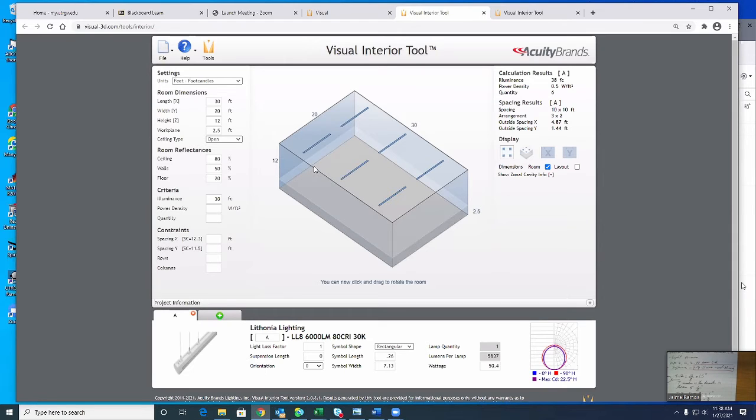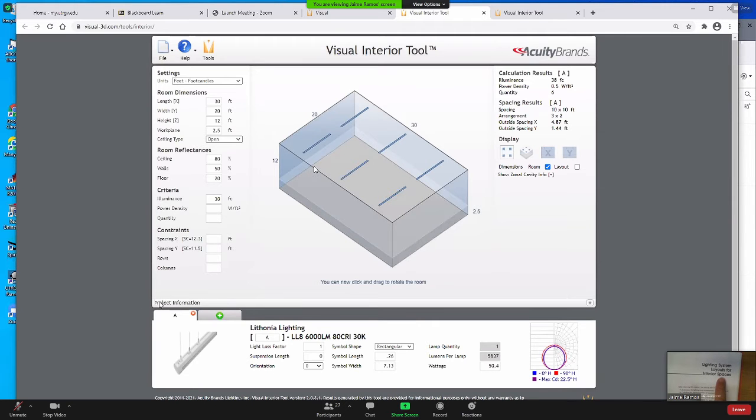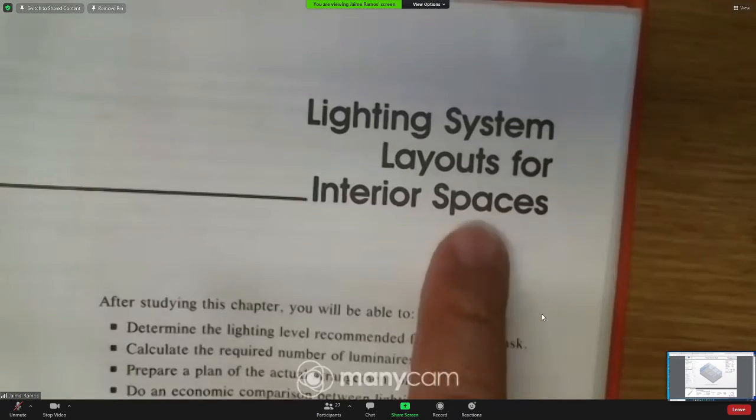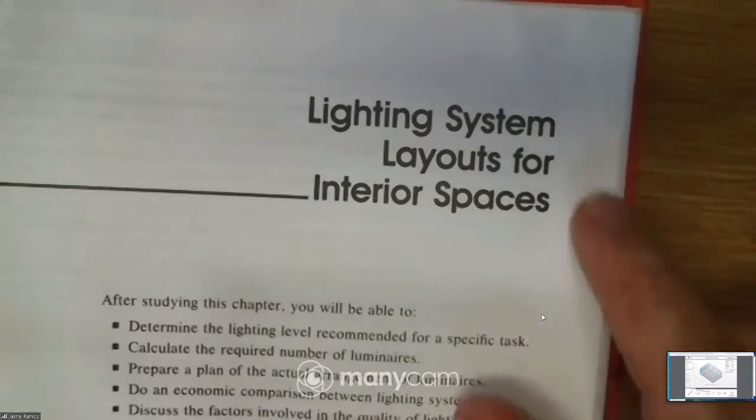And then on the right, you can see that the illuminance is 38 foot candles. 38 foot candles. So is that good or not? Well, let's look at the next chapter. So chapter 5, which we will discuss next class, interior spaces.